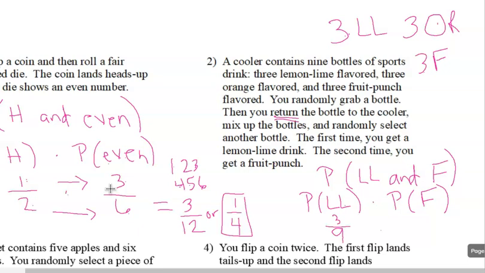So the probability to get a fruit punch, well, how many are there? There's 3 fruit punch, out of how many total? 9. Once again, we can multiply straight across. So 3 times 3 is 9. 9 times 9 is 81. If we reduce, both of these numbers divide by 9. So we get 1 out of 9.